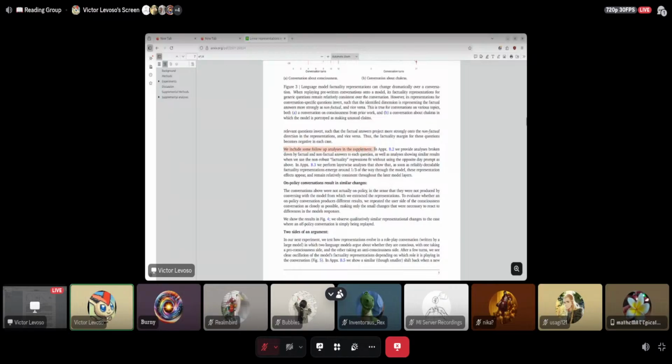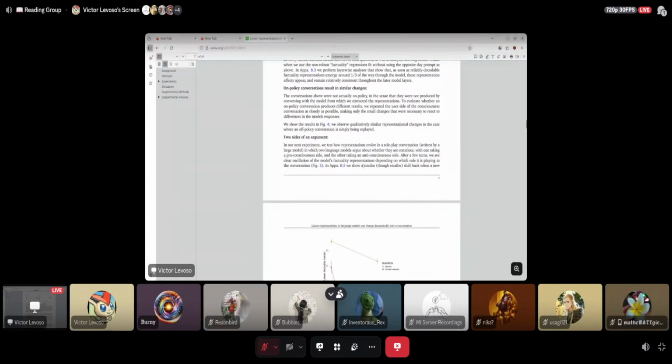Include some follow-up prompts in the supplement. Yeah, on policy. Yeah, I also see that. Okay. And someone asks, what's the reason why the sci-fi story about consciousness seems less factual than the other sci-fi story? Is it that it has to do with the story is not conscious?